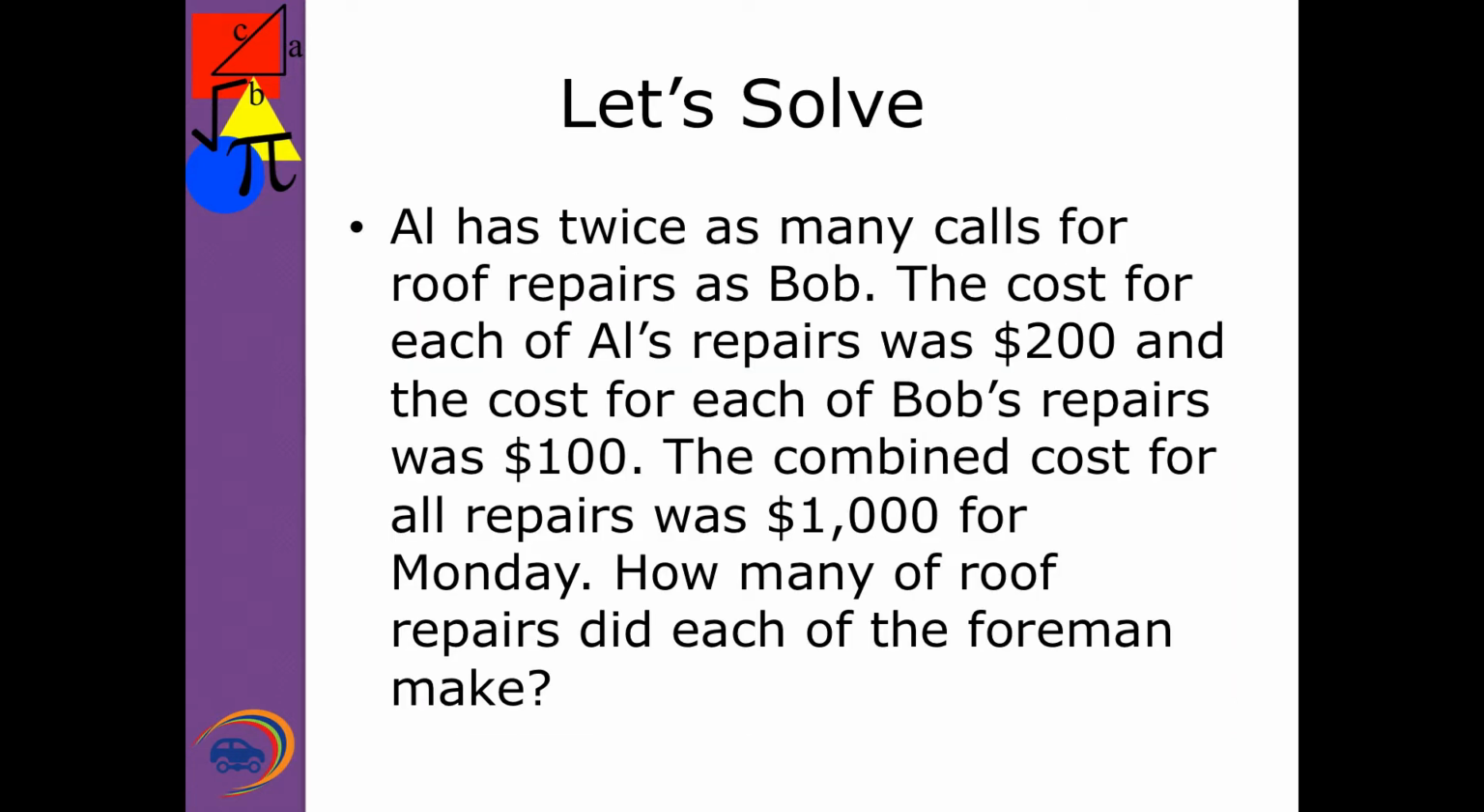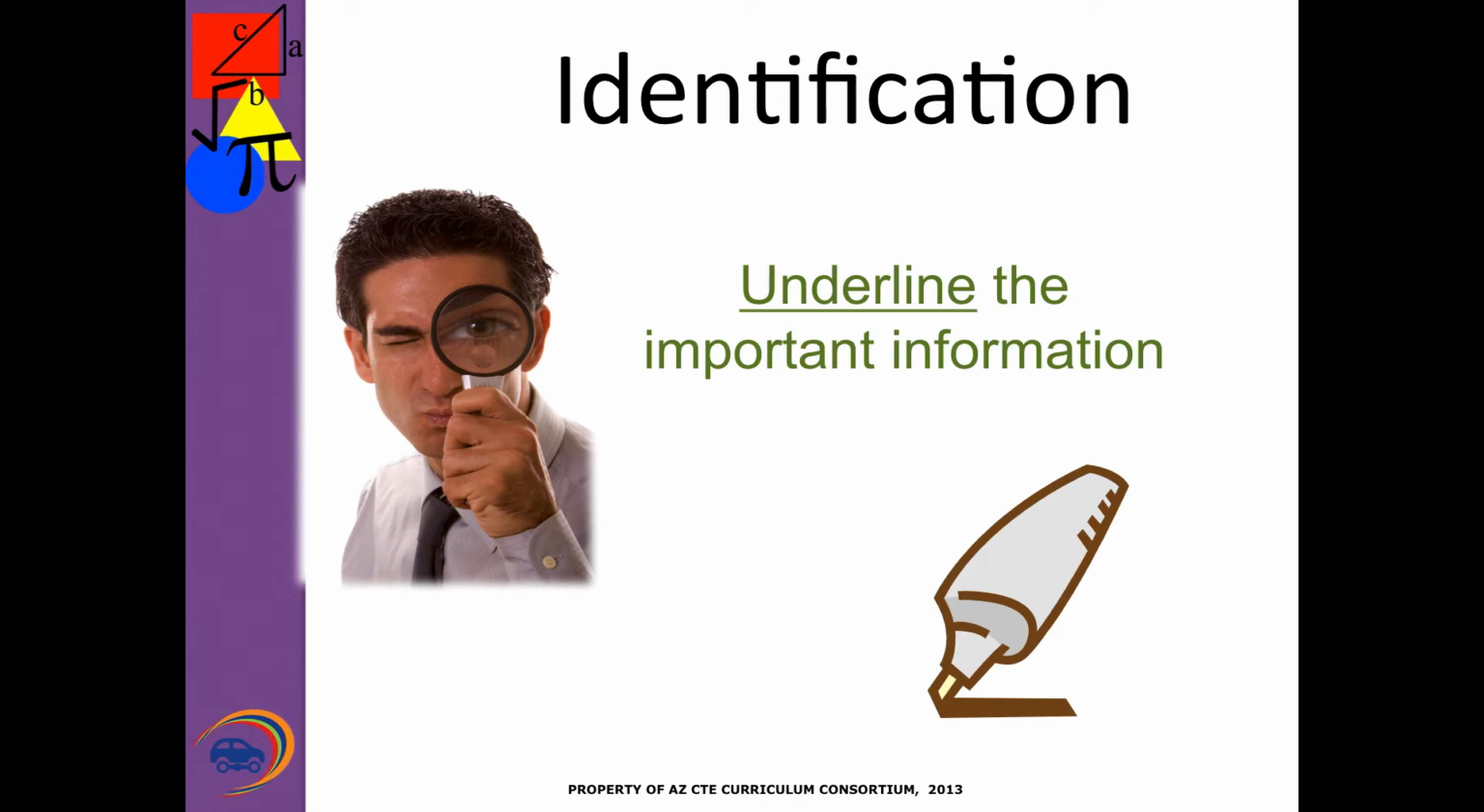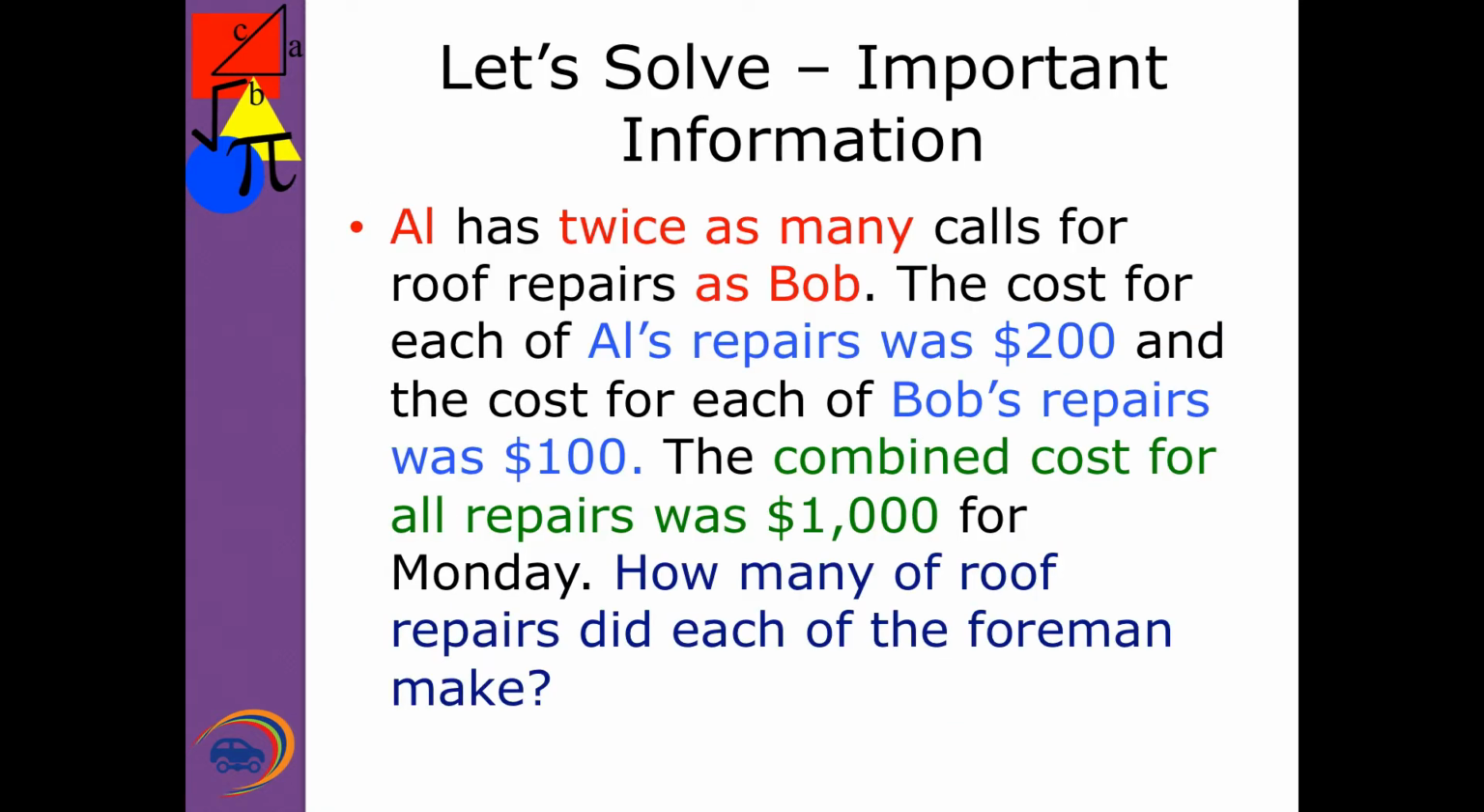Now, let's go back to the problem that we looked at. You've already underlined the important information, so let's go ahead and see if we can solve it. If you didn't, find it in your note taker. All right, so Al has twice as many calls as Bob. Don't care that it was really a roof. Al's repairs were $200, Bob's cost $100. They combined, and remember combined means to add. How many of each roof repairs did each foreman make?